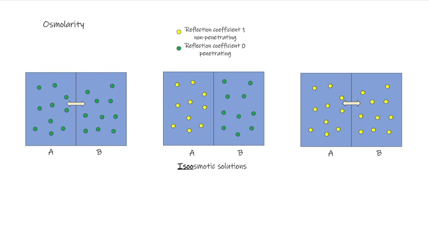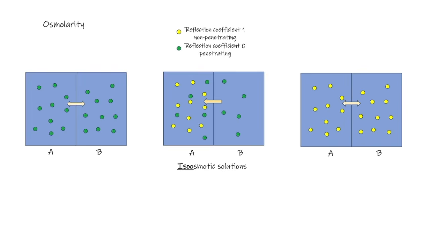The central frame is different. We have two different types of particles on either side of the membrane. The solute on the left has a higher osmotic pressure because the reflection coefficient of the yellow solute is 1. The green solute, which has a reflection coefficient of 0, diffuses across the membrane. It does not change the osmotic pressure in this case because its reflection coefficient is 0. In this case, water will tend to move to the side with the higher osmotic pressure.